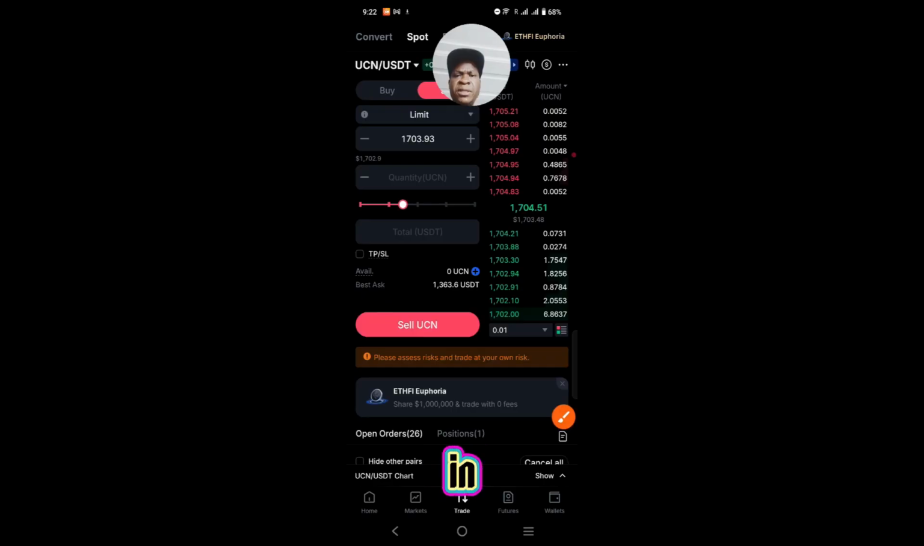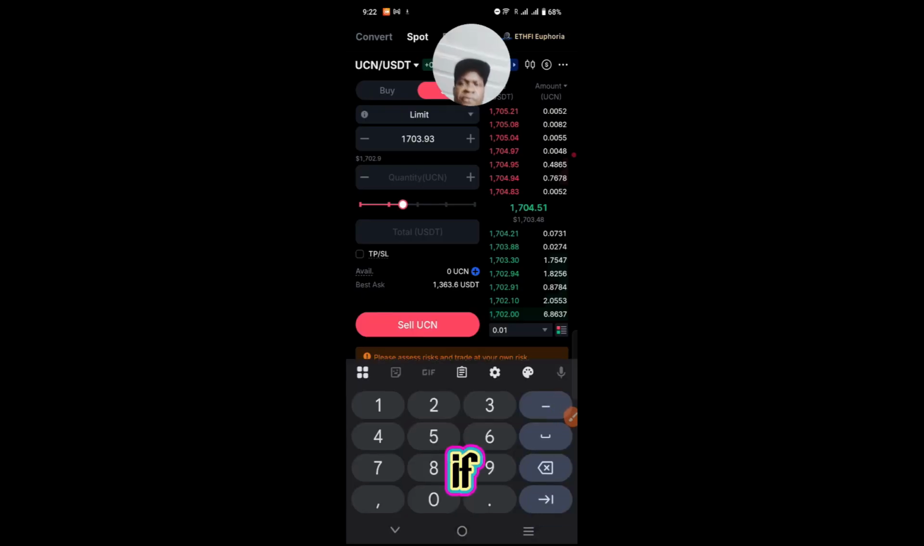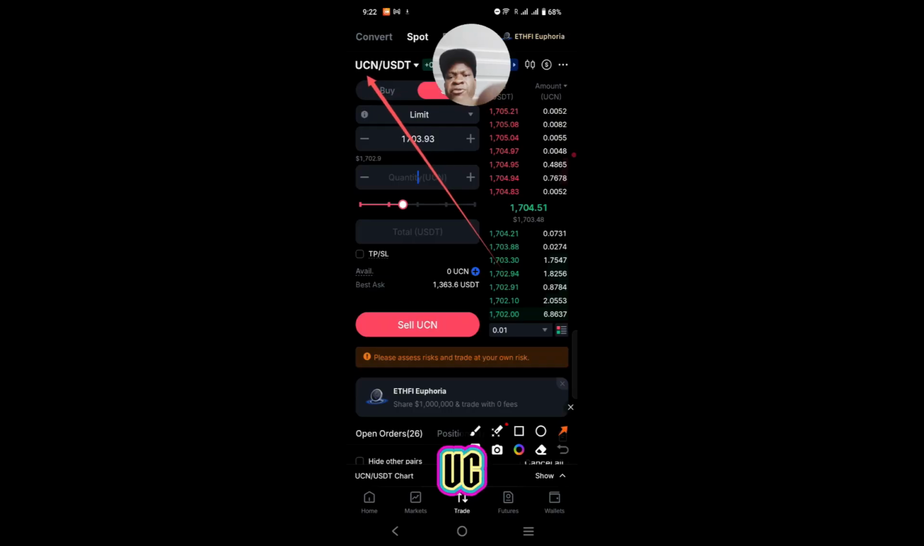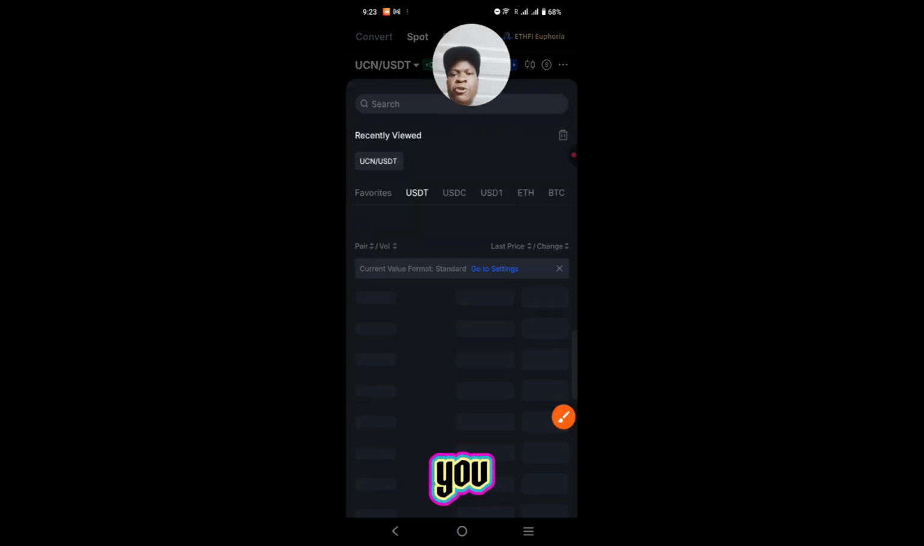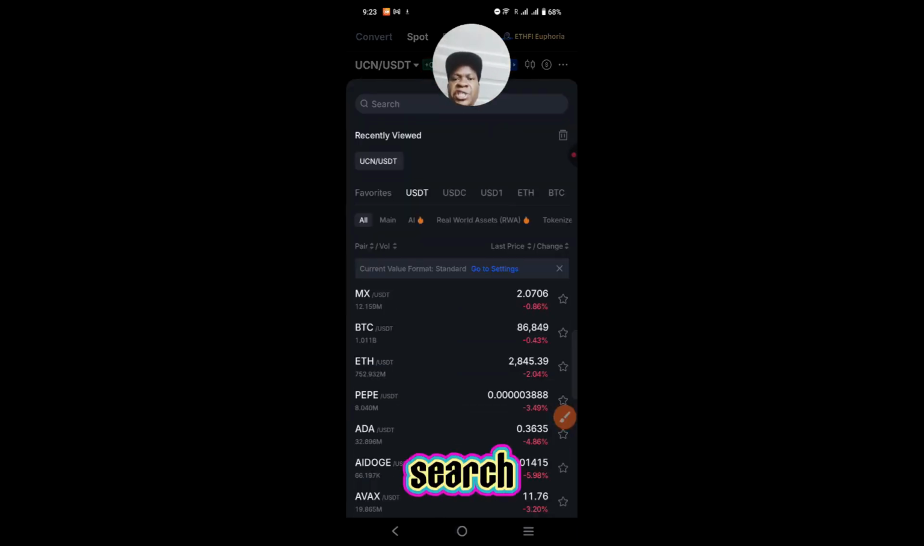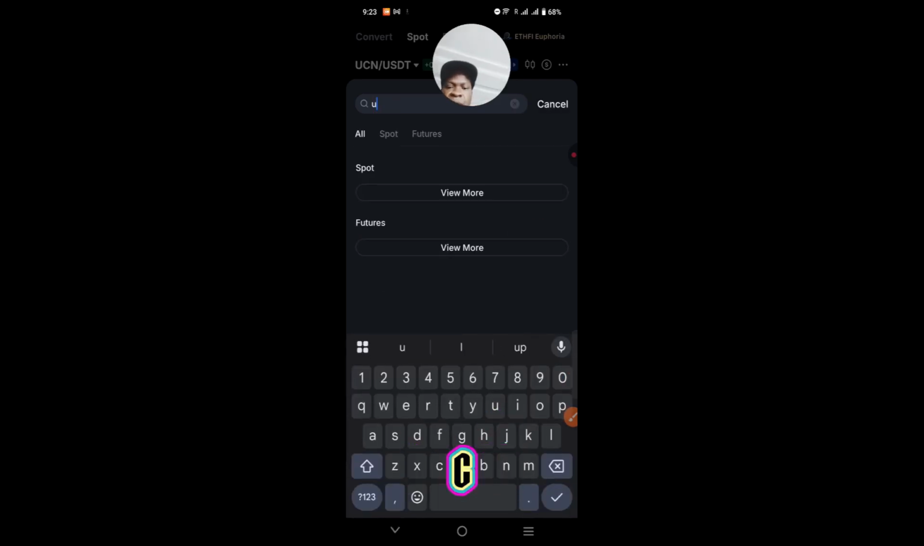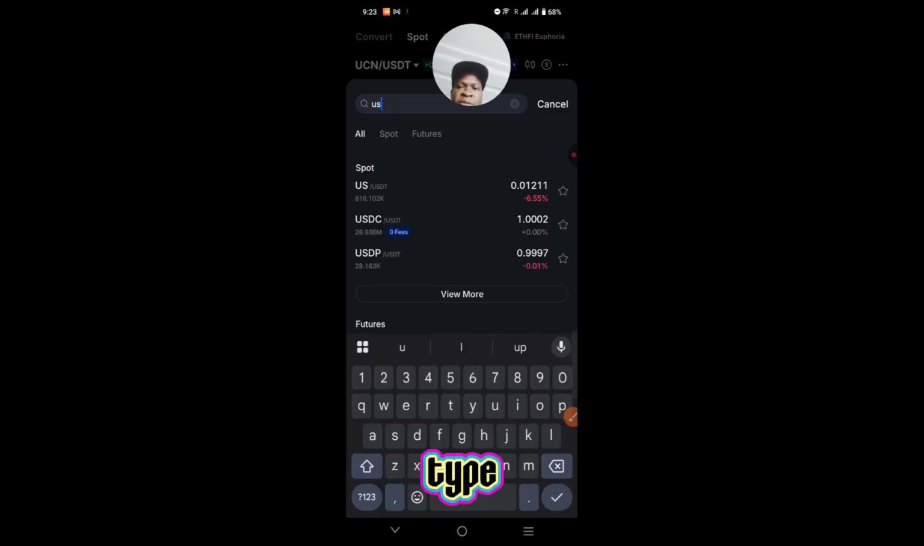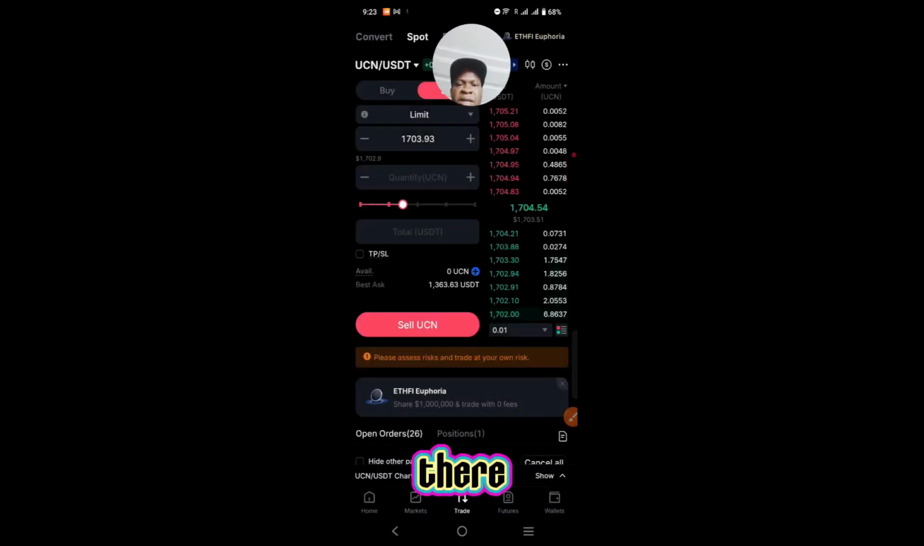Come here and put in, as you can see here, for example, this is UCN USDT, so you put in the quantity. So if this is not showing, all you need to do is to tap here, tap on this place. Once you tap on it, it will show you other assets. So you search, type in the search button and put UCN. The moment you type in UCN, it will appear, right? So you tap on the price, you see there, then it will load up this UCN USDT like this, right?